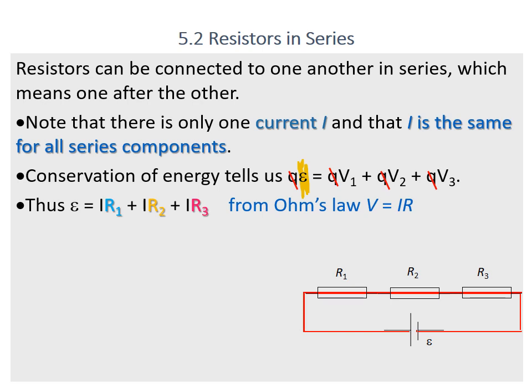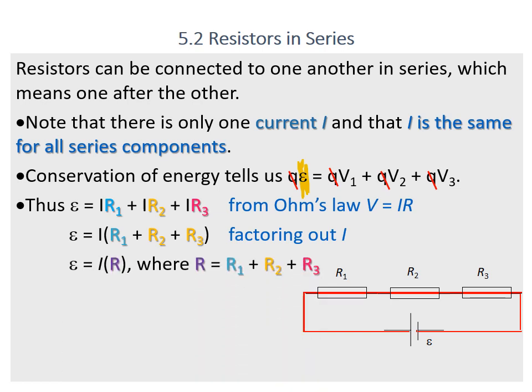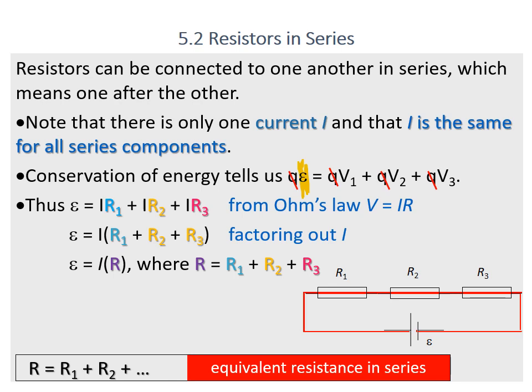And this equation then becomes epsilon equals I times R1 plus I times R2 plus I times R3, from Ohm's law, V equals I times R. If we factor out the I, because they all have the exact same current flow, we have epsilon equals I times R, where R is the sum of the resistors in series. So that's how resistors in series add up.